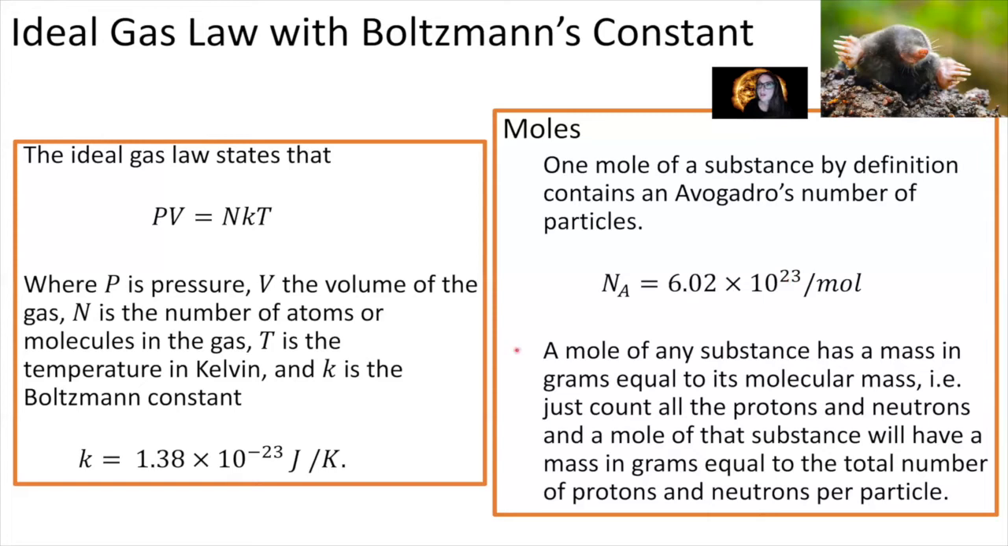A mole of any substance has a mass in grams equal to its molecular mass. And you can find the molecular mass on pretty much any periodic table. You just count all the protons and neutrons of the molecule or of the atom, and a mole of that substance will have a mass in grams equal to the total number of protons and neutrons per particle.